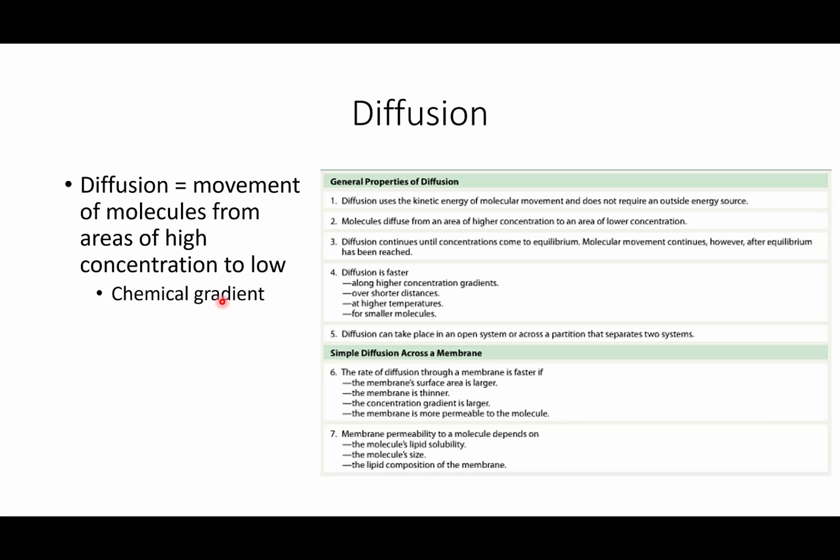And there's a lot of general properties of diffusion. This is taken from your textbook. It's a table from Chapter 5. This is an excellent table. Make sure you understand and go through this. Okay, what are the general properties of diffusion?